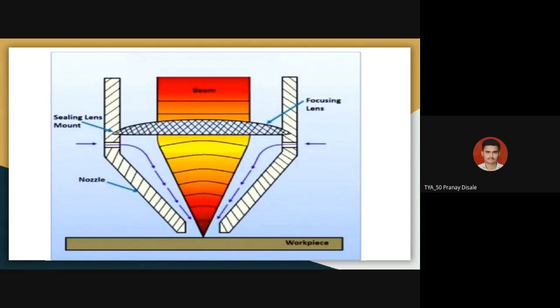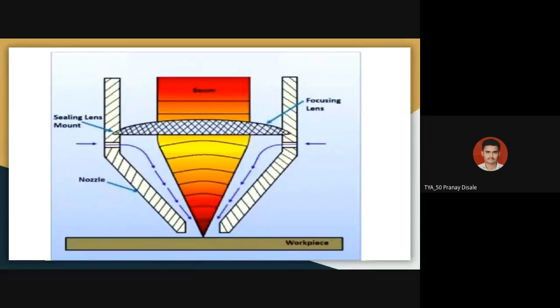So to remove the material, to focus that laser on the small area of your workpiece, we have used the focusing lens. Correct. And with the help of that energy density of the laser, we have removed material from that small workpiece using two actions: melting and vaporization. That melting will happen from the localized surface of your workpiece.